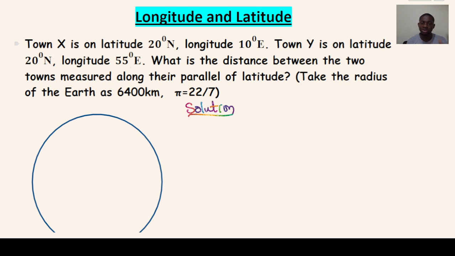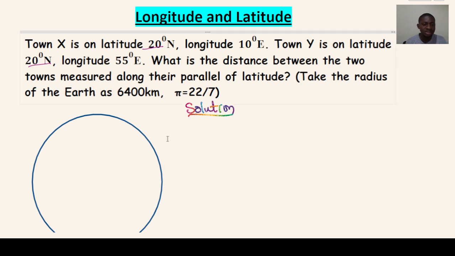So here let's take note. They both have the same latitude, which is 20 degrees, but different longitude. We are then asked to calculate the distance between the two ports along the parallel of latitude. First, we need to interpret this into a sketch.